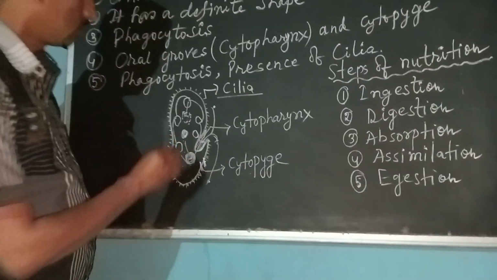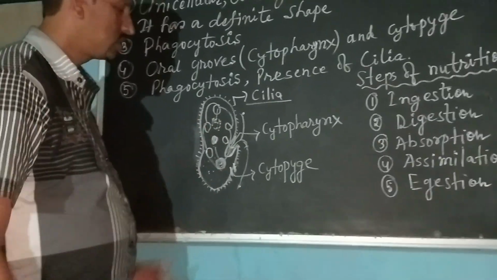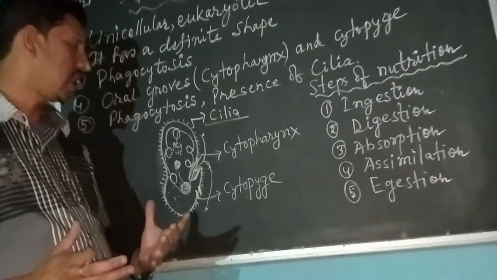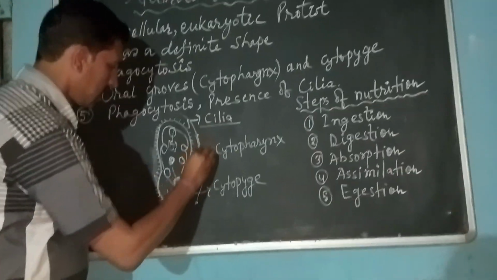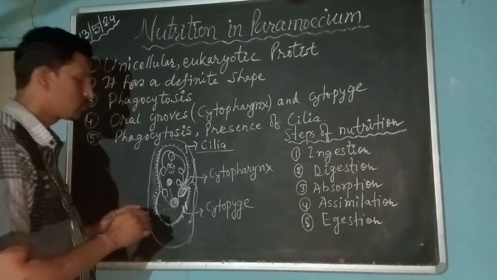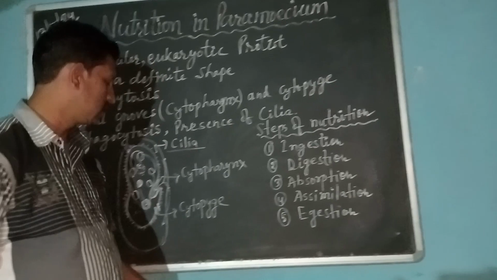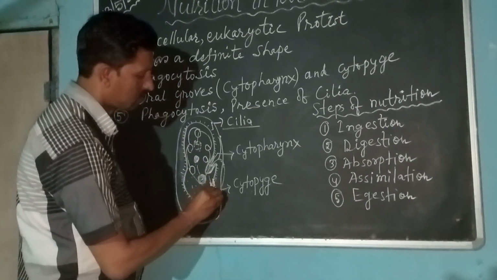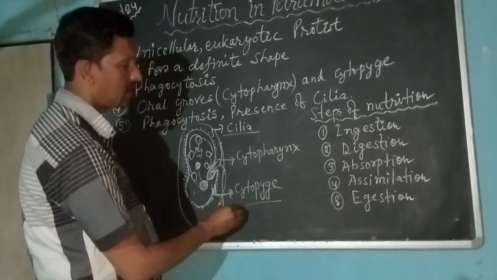Now the next step: when the food particles are in the cytoplasm, they are utilized by the paramoecium in the process of respiration. They gain energy after respiration, and by that energy they grow in size. That means by utilization of the energy, when the paramoecium grows in size, that process is known as assimilation. Finally, the food particles which are not digested come out through the pore, which is also known as the anal pore, or the cytoproct.